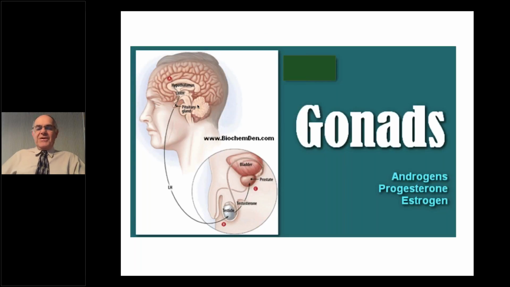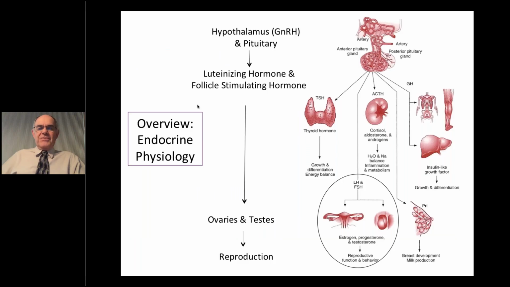So enough about thyroid. At some point in the future, we can certainly talk much more, and do a whole seminar about just thyroid, because it's such a common problem. The third area we're going to talk about is the gonads, the ovary in women and testes in men. This is basically an overview of basic endocrine physiology.